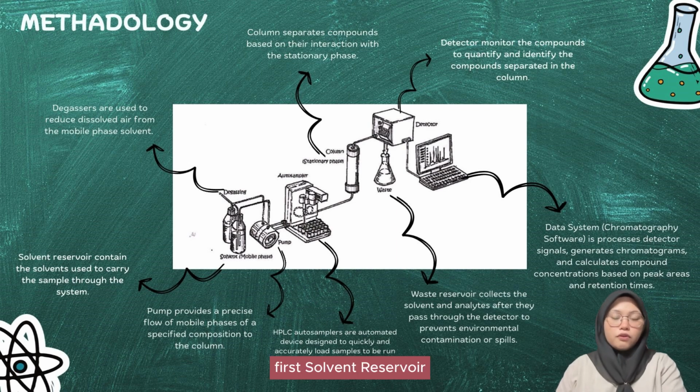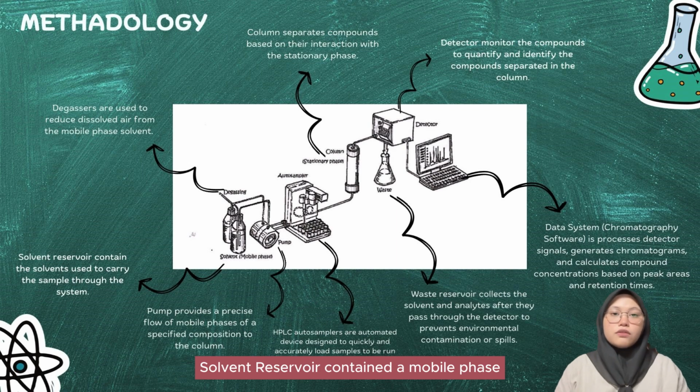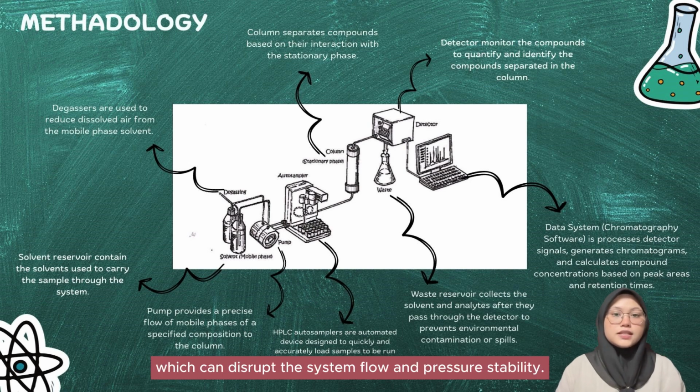First, solvent reservoir. The solvent reservoir contains the mobile phase which carries the sample through the system. In this experiment, we use a mixture of acetonitrile and water. The mobile phase plays an important role in the separation of compounds. Second, degassing unit. The mobile phase flows through the degassing unit, which removes dissolved air or gases. This step is essential to prevent bubble formation, which can disrupt the system flow and pressure stability.